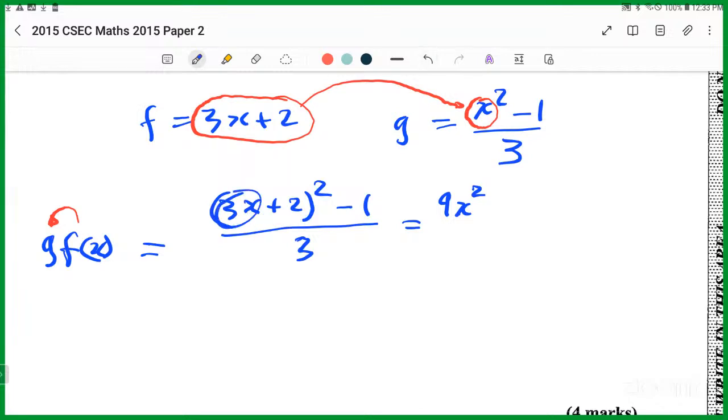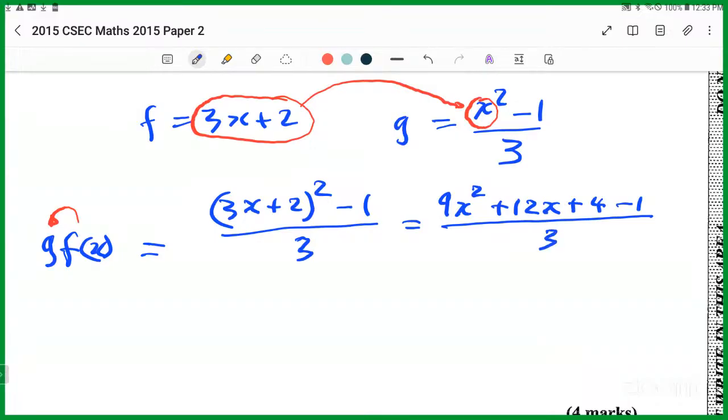When I multiply them, I'm going to get 6x. Double 6x, I'm going to get 12x in the middle. Then this second term squared is 4. And you have to subtract this 1 out here. All over is 3.